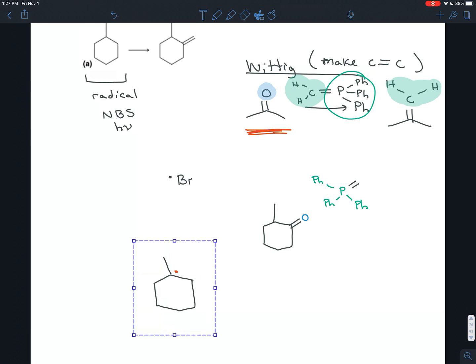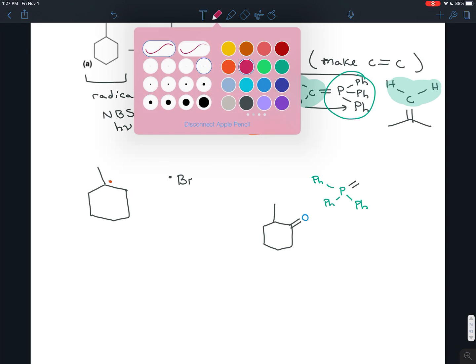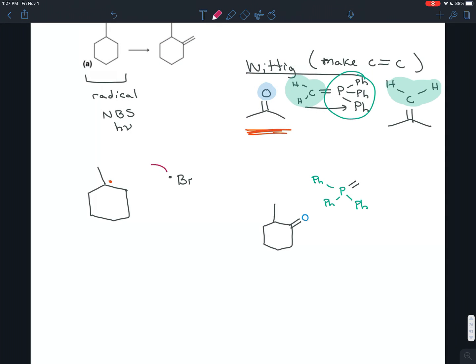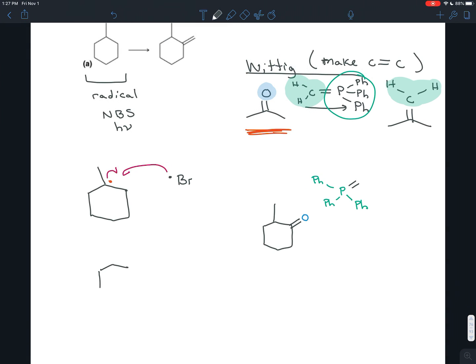Another radical of bromine is formed when light hits another molecule of N-bromosuccinimide, and this second bromine radical can come in, donate its electron to the one that's already there, and give you this.